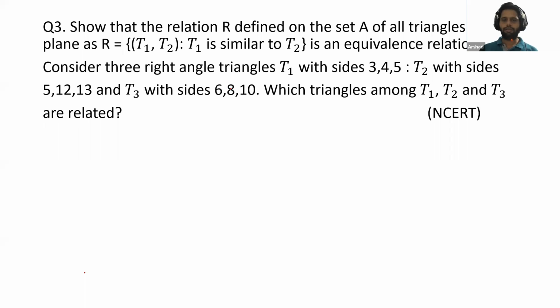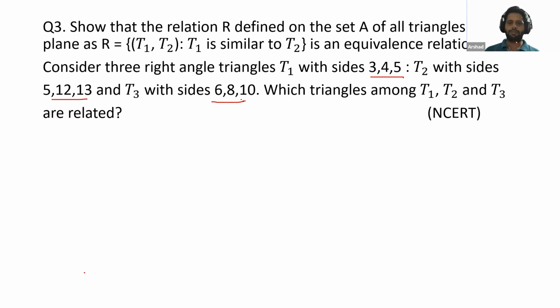They have given the three triangles. Which triangles among T1, T2, and T3 are related? So these are the sides of the triangle T1. These are the sides of triangle T2, and these are the sides of triangle T3. Anyone can tell me which of these triangles are similar? Please reply to me on the chat box.